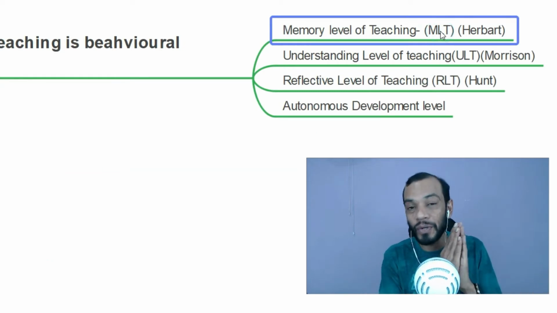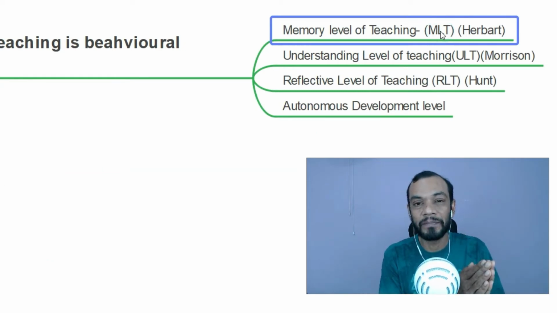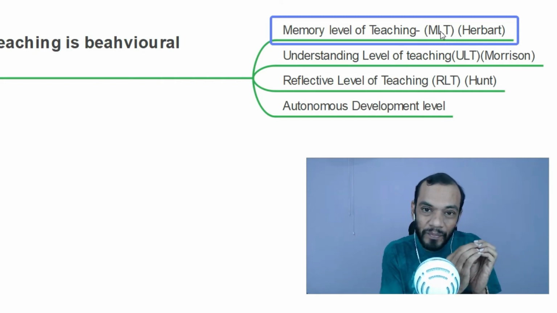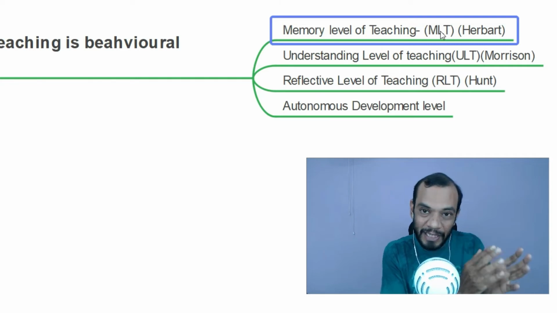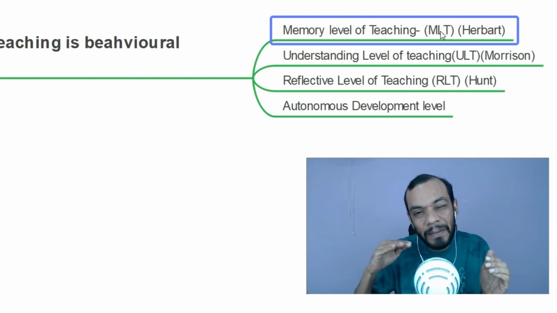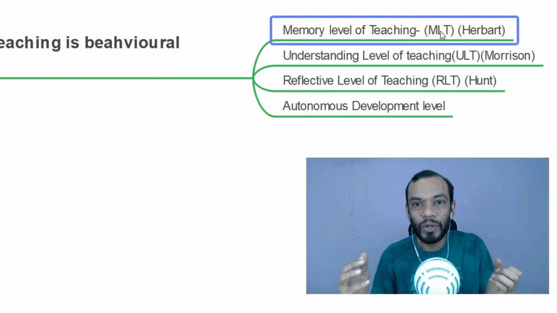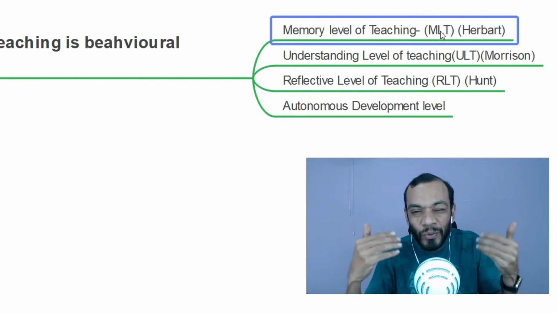And there are 4 levels of teaching, which is done for different people. For example, the first one is known as the memory level. Here the goal is retention and reproduction. This is done at the basic level, the primary level, maybe up to the 4th standard. The only goal of the teacher is to make the students memorize, so rote learning.